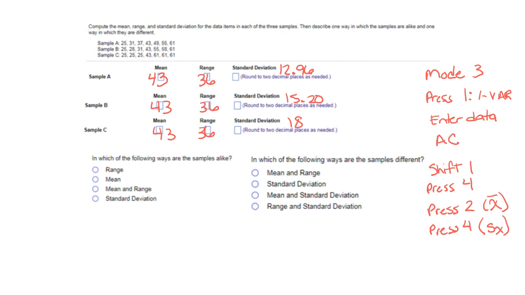All right, and it says in which of the following ways are the samples alike? So you can see that it is the mean and the range that they are alike. So I'm going to choose this option. Remember, you want to pick the best answer. And then it says, in which of the following ways are the samples different? And that would be your standard deviation.